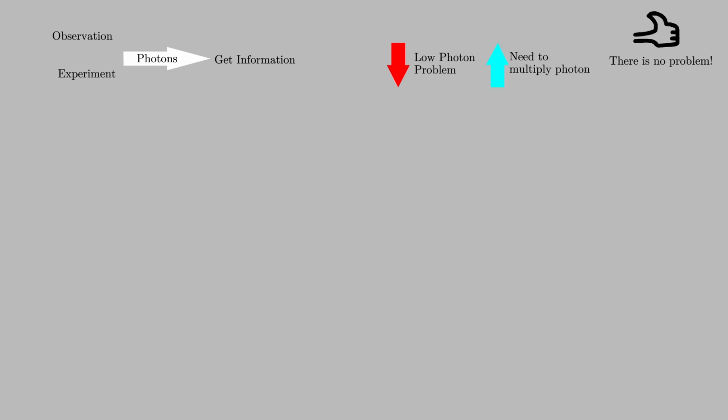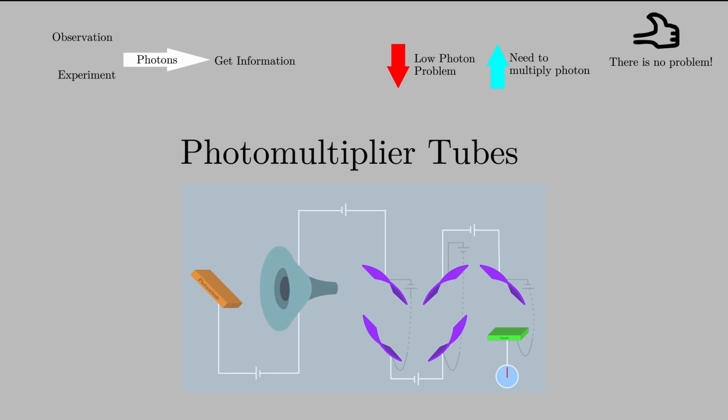In almost every observation and experiment, we get our information through photons. Sometimes the number of photons can be so low that we need to multiply their count to even see them. For this job, we use photomultiplier tubes. Let's learn how they work.